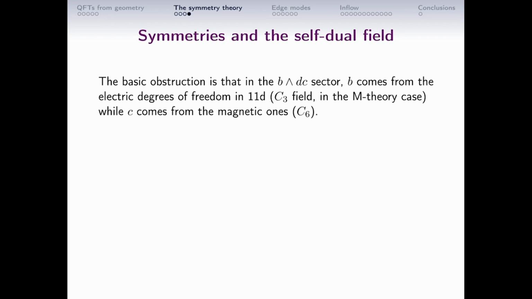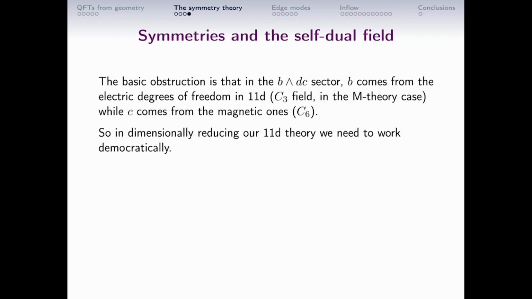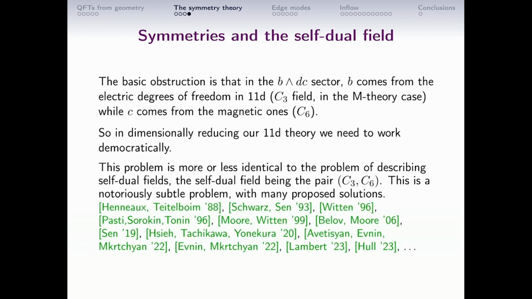And the basic problem is the following. In the B wedge dC sector, think about the origin of B wedge dC, the thing that gives you the discrete gauge theory, the finite gauge theory. B comes, if you like, from the C3 field in M theory, so the electric field in M theory, and C comes from the magnetic field, C6. Okay. So you're trying to somehow start with an action in 11 dimensions, dimensionally reduce, and write an action that depends on the electric and magnetic fields. So the obvious thing you'll want to do is construct an action that works democratically. Both C3 and C6 appear, and then you reduce, and then you get what you want.